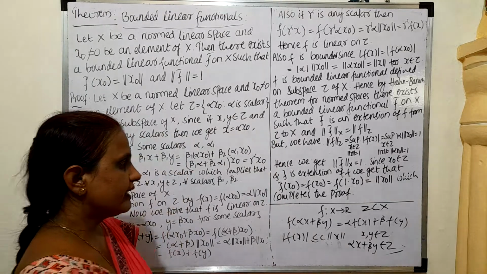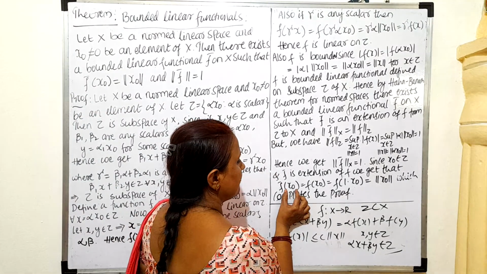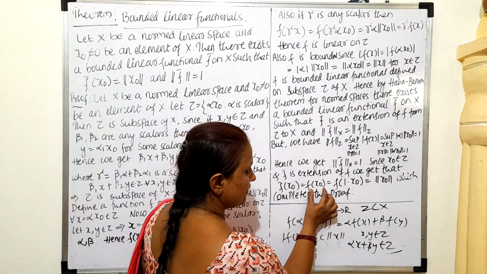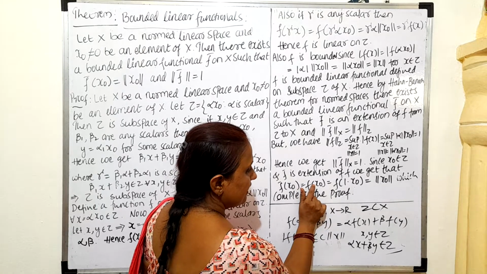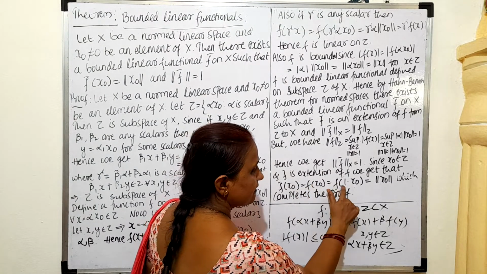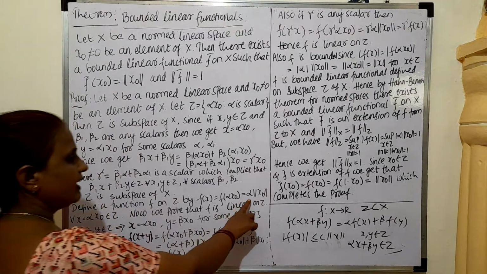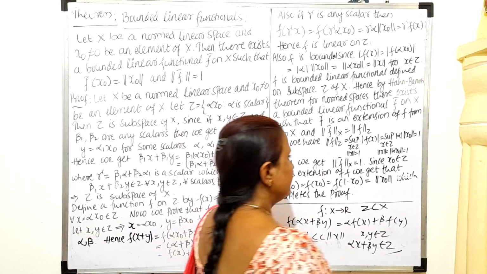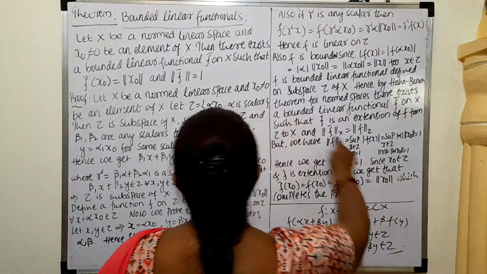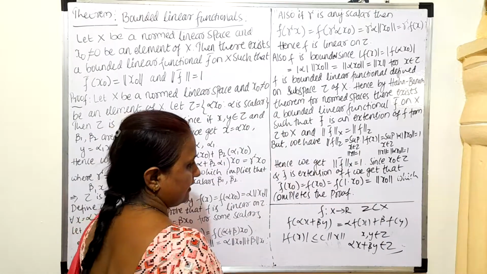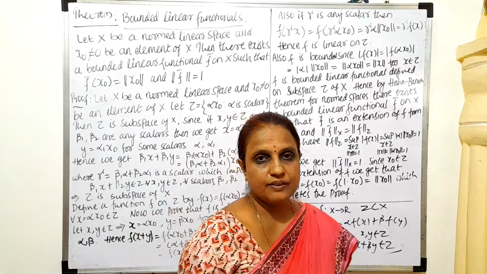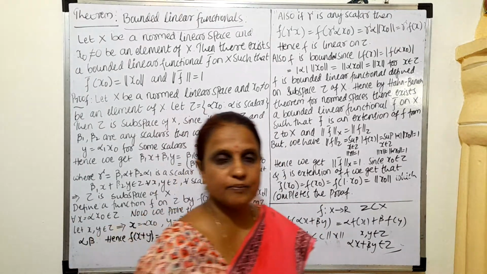Now by this we can say that the extension f bar of x naught is equal to f of x naught. Here f of x naught can be written as 1 into x naught. So f of alpha x naught will be alpha into norm x naught. So it is written as norm x naught, which is the proof of the theorem. So hence the proof. Now next we will see the next topic.